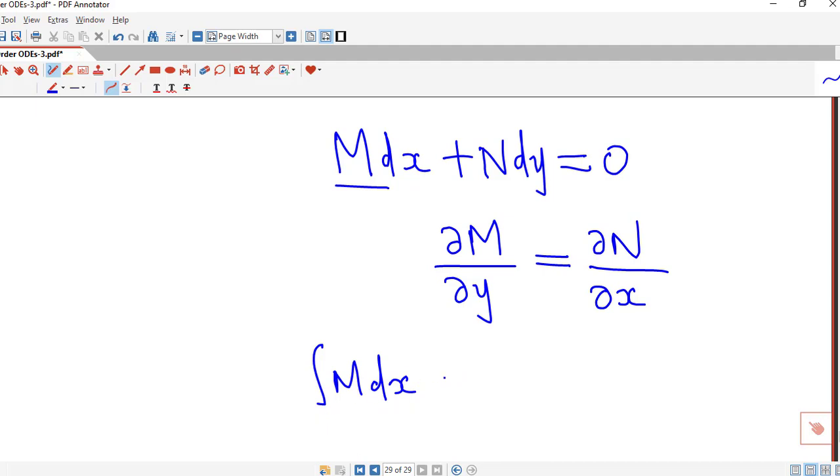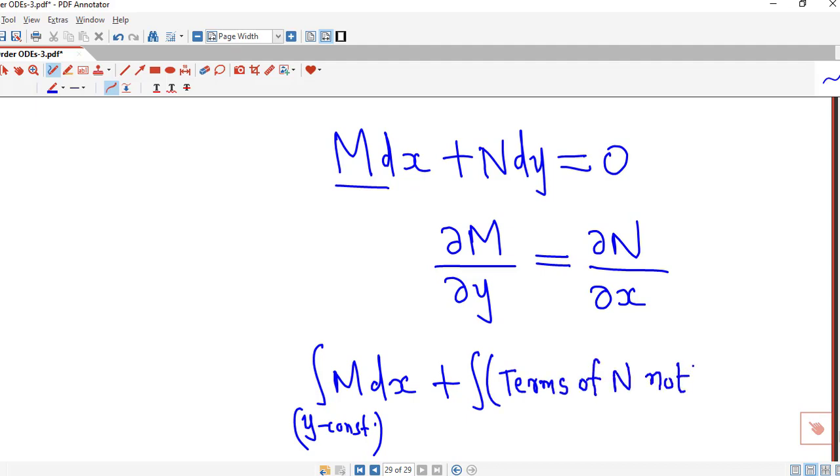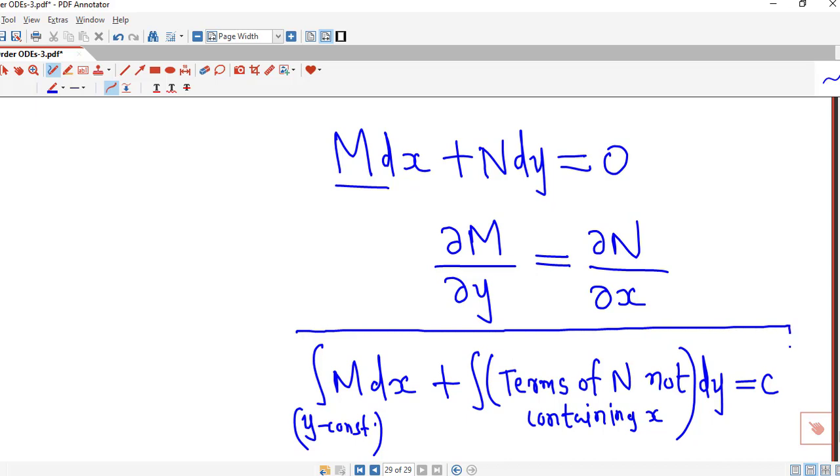given by this formula: the integral of M dx considering y as constant, and here we consider those terms of capital N which do not contain x, terms of N not containing x. So this is going to be a function of y which we integrate with respect to y, equal to a constant of integration. So this was the formula for the general solution of an exact differential equation.